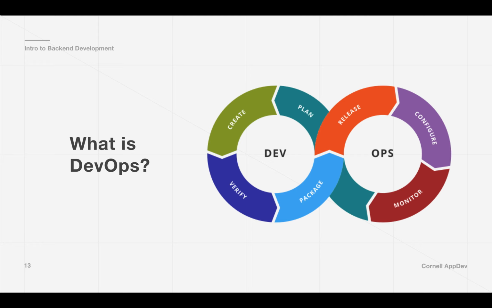On the left side is developer stuff, and then on the right is what was traditionally operations tasks. If we start at the plan arrow, it goes from planning and then you create. Planning will go into all the steps, I guess.